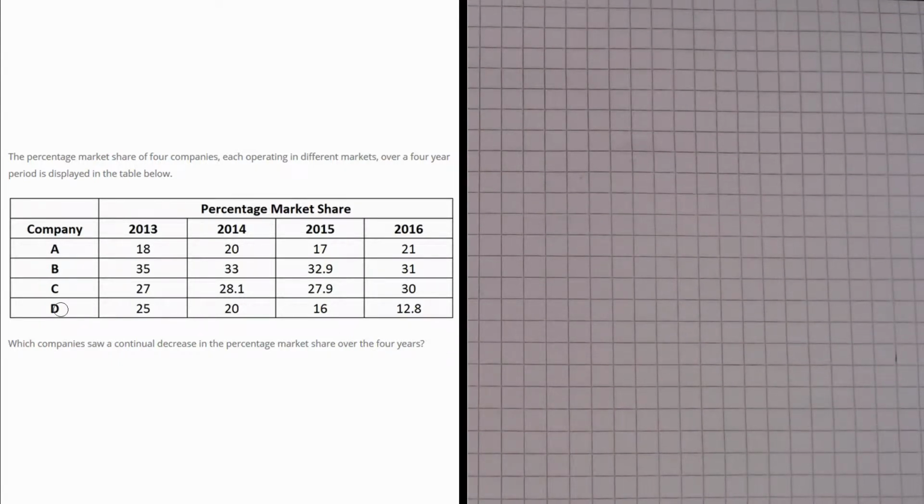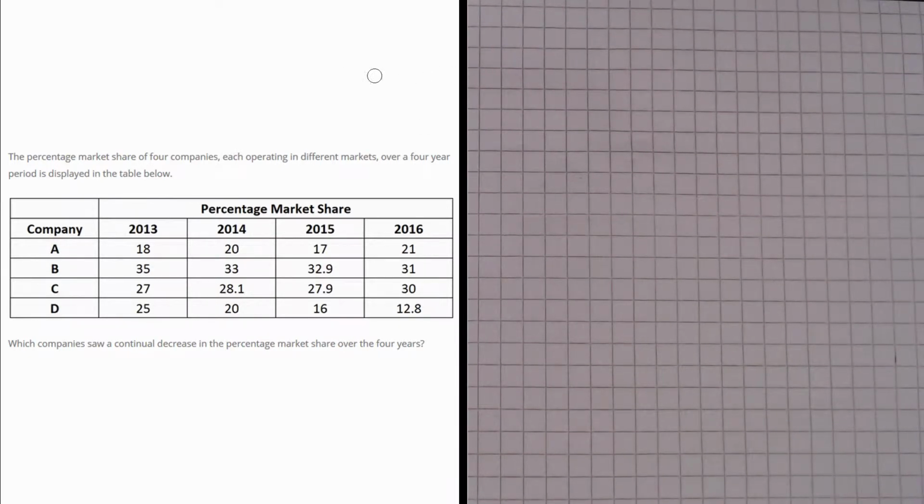So this question gives us a table that shows the percentage market share of four companies over a four-year period. And the question asks us to identify which companies saw a continual decrease in their market share over the 4 years. So by continual decrease, we mean that from year on year, each year it gets smaller and smaller, okay? So we just have to start with each company and work our way through.